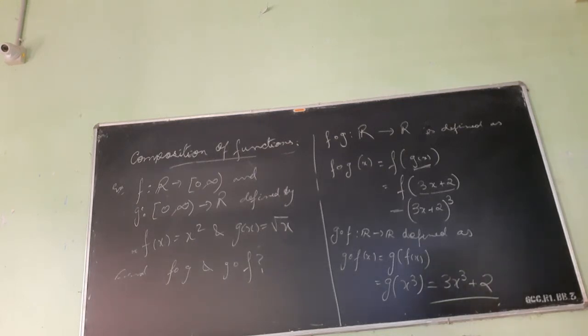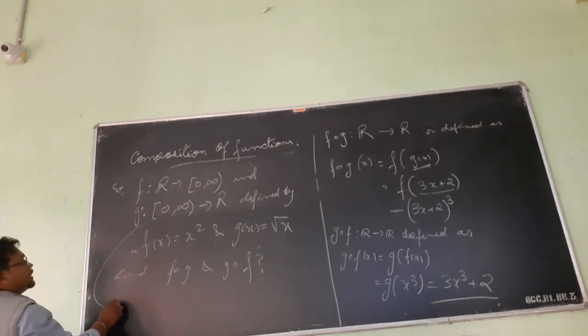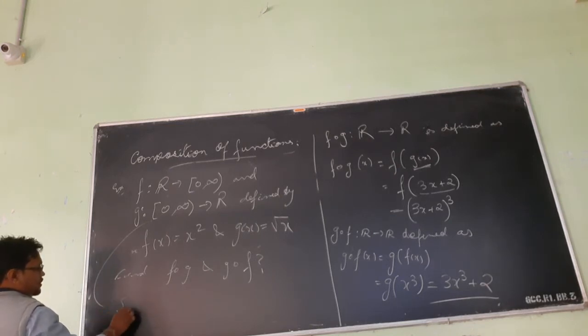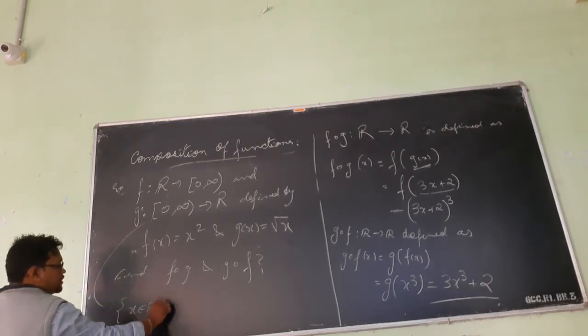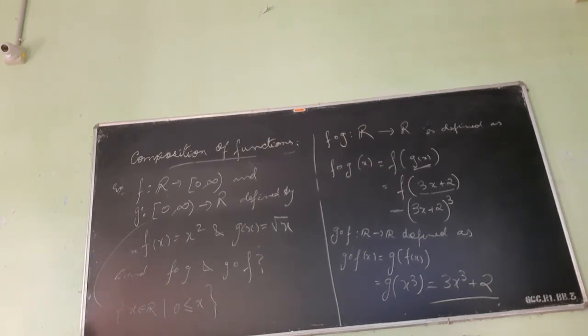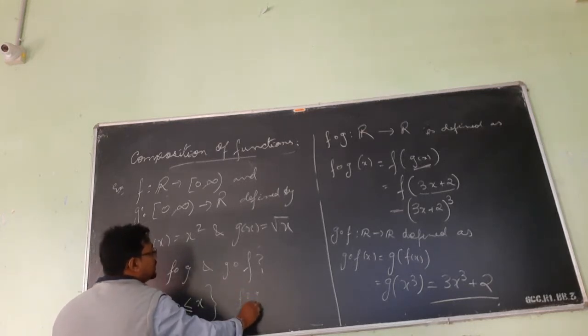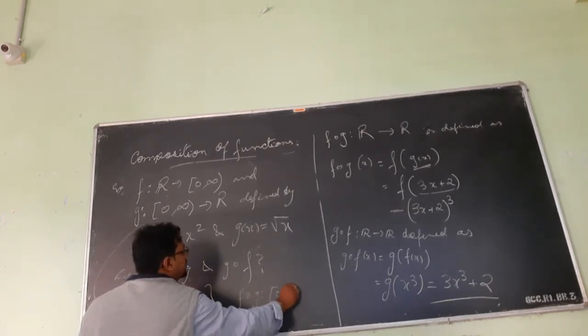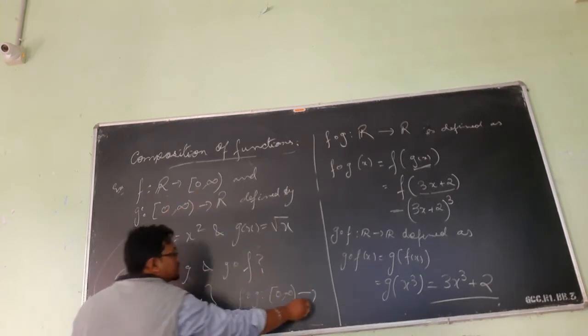FOG will be a function from 0 to infinity to 0 to infinity. This 0 infinity, you read it as the closed interval 0 to infinity. What does it represent? It represents all real numbers which are greater than or equal to 0, all non-negative real numbers. So FOG is a function from here to here, to 0 infinity.